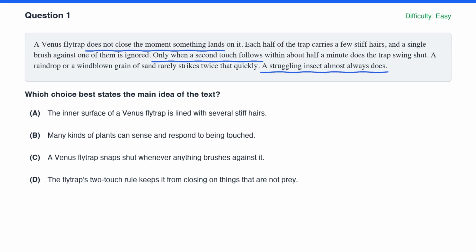So say the point in your own words before you look at a single choice. The waiting is a filter. The trap holds off so that it only closes on food. Now the choices. A says the inner surface is lined with stiff hairs. True, and it is one sentence of machinery, far too small to be the point.